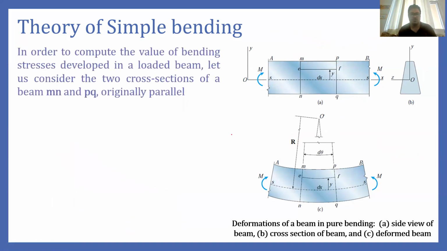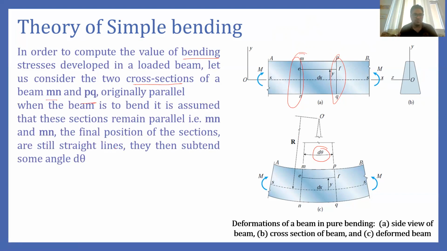So as I said, in order to compute the bending stresses developed in the loaded beam, let us consider two cross sections of the beam, MN and PQ. We are going to consider these two cross sections, and they are originally parallel, but after bending they subtend an angle which is d theta.